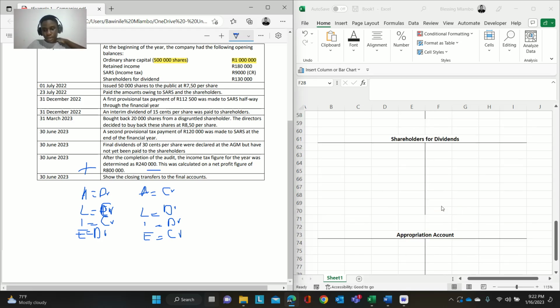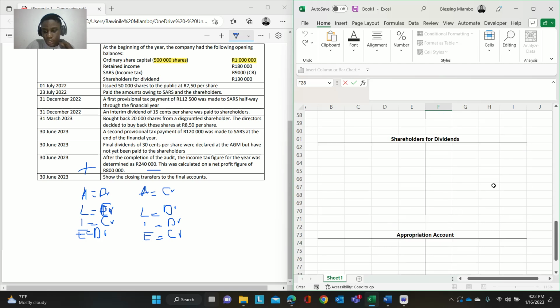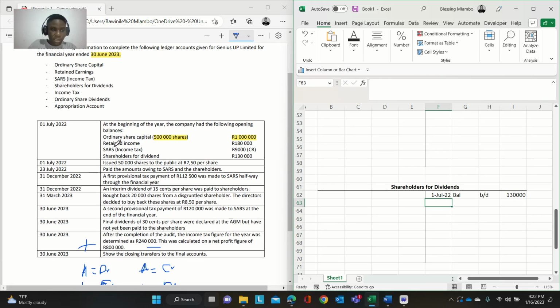So since we said shareholders for dividends is a liability account, meaning that we owe shareholders money, the balance will always be a credit because we owe shareholders money, meaning that our liability is high, 120. So this is the balance brought down, and it's brought down on which date? The 1st of July 2022. Right? So we're done with our opening balances. We're done with our thinking process of our opening balances. Let's go to a transaction on the 1st of July 2022.